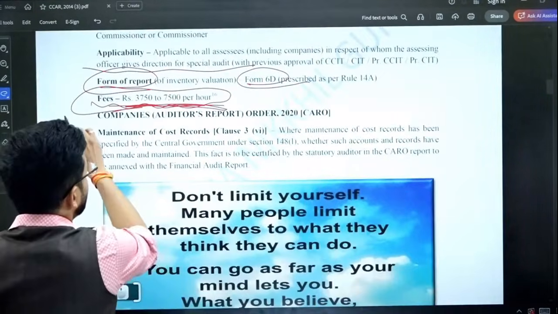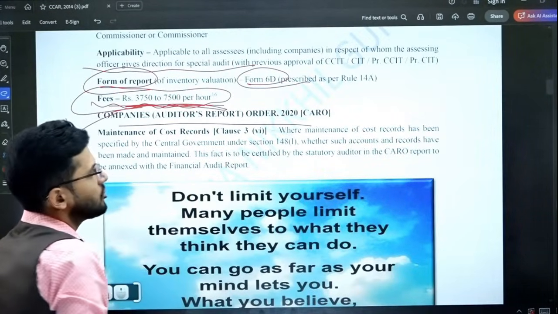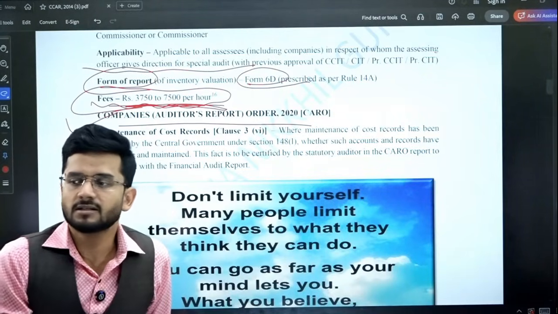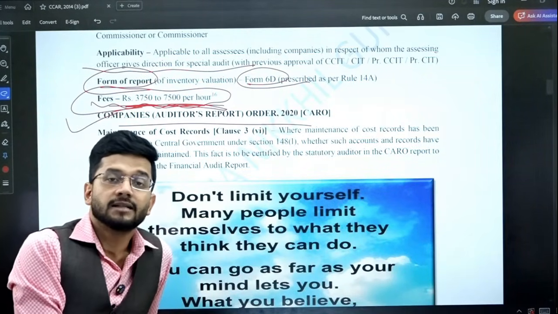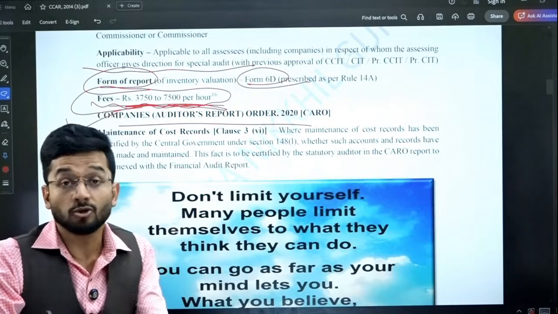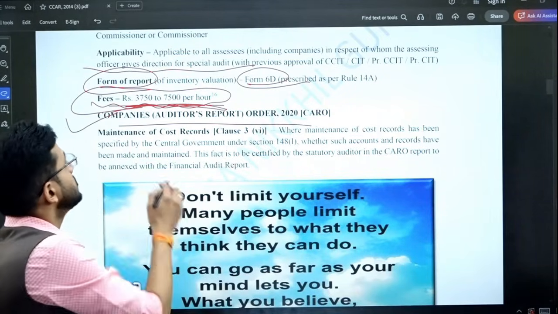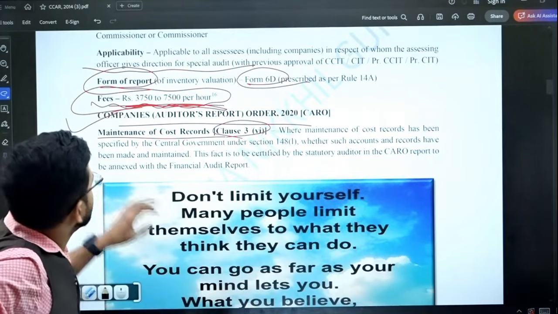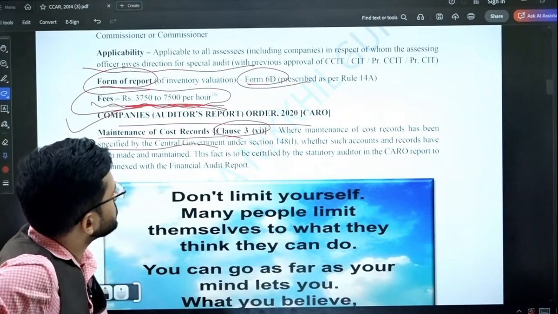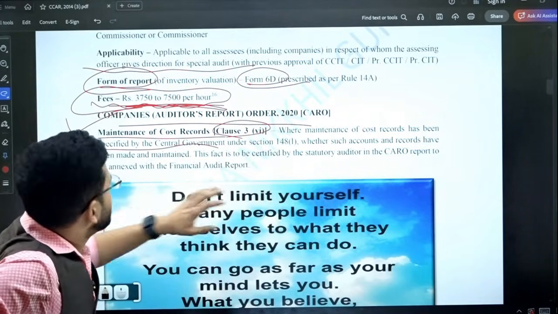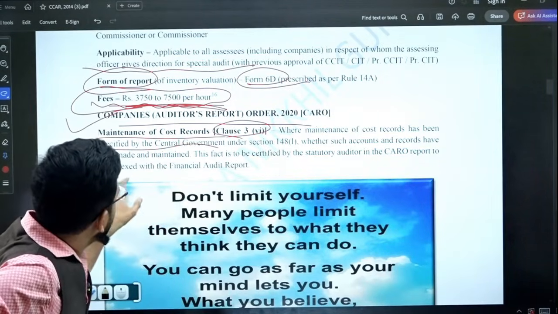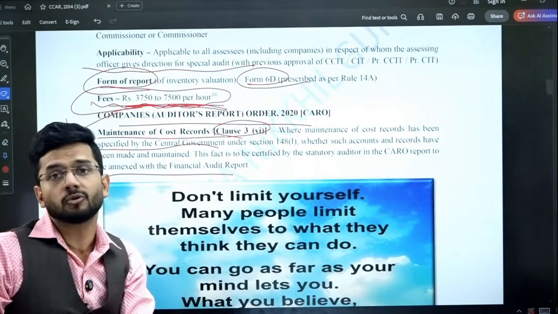Okay. Then very important, CARO. So CARO is an audit report which is to be filed by the statutory auditors, and there's a mention of cost audit also in that report, and you should be aware about that mention. Okay. So maintenance of cost records, clause 3(6), where maintenance of cost records has been specified by the central government under section 148(1). Whether such accounts and records have been made and maintained, this fact is to be certified by statutory auditor in the CARO report to be annexed with the financial audit report.